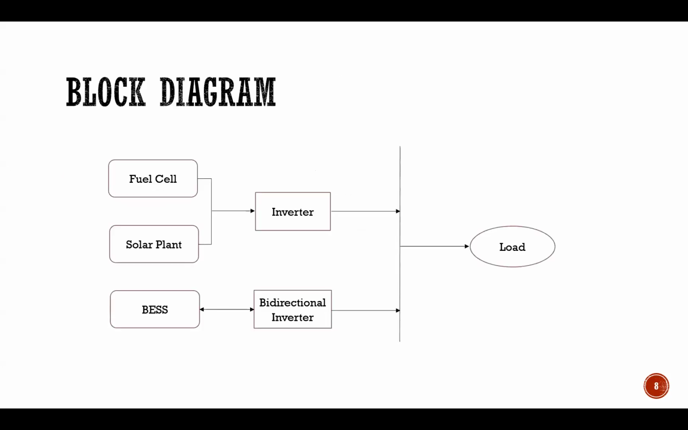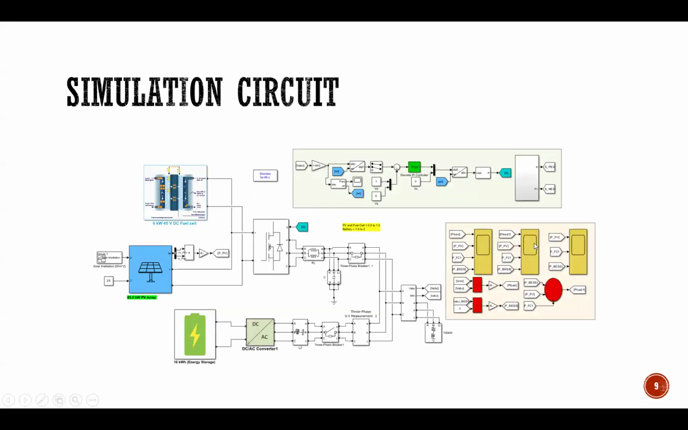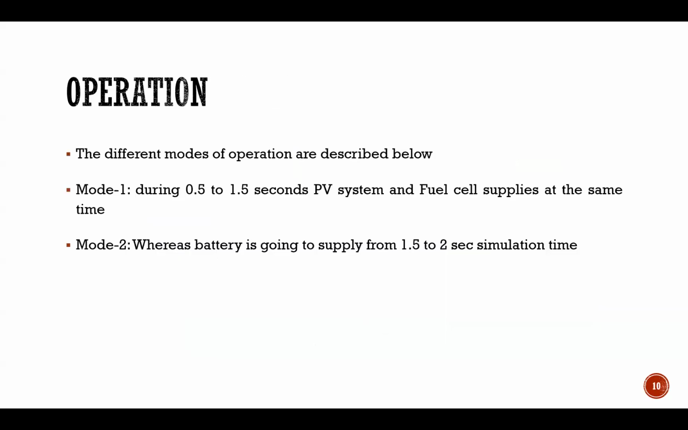This is the block diagram. In this, you can see the fuel cell along with the solar plant is connected to an inverter, which is supplying the load. Then there is also a battery energy storage system with a bidirectional inverter, supplying the load. This is the simulation diagram. As I told earlier in the block diagram, it is the same thing.